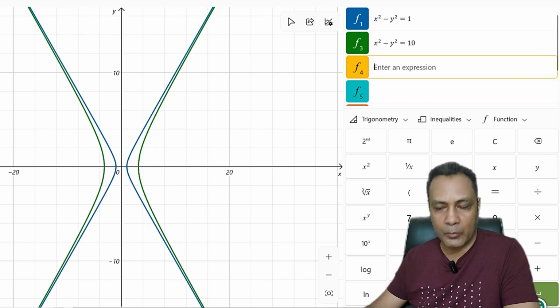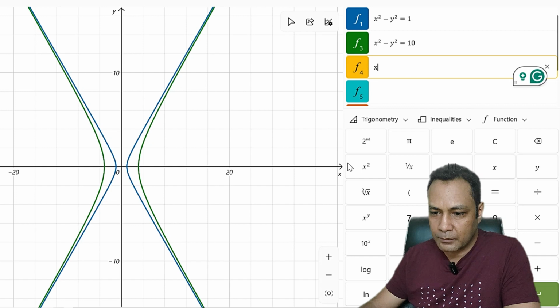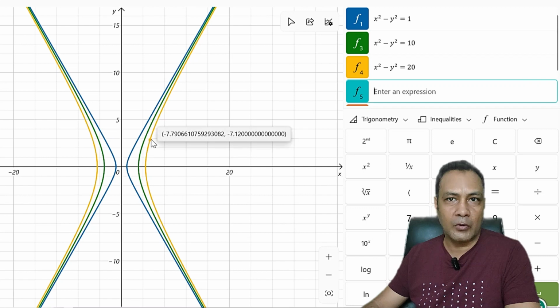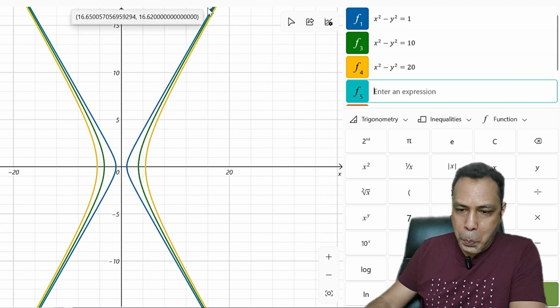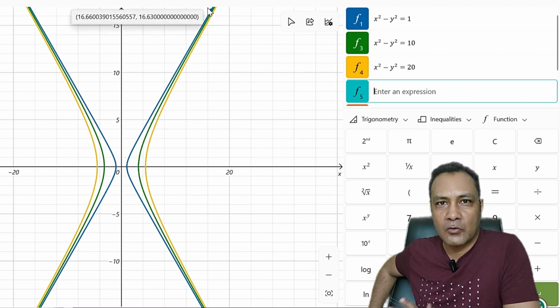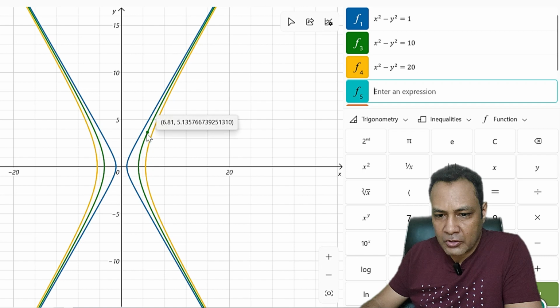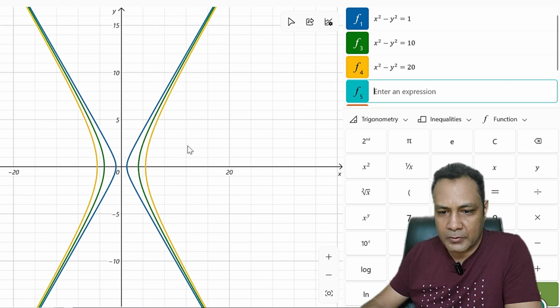I can choose one more hyperbola, x square minus y square is equal to say now I can take 20. So that is this hyperbola. So you can see that x square minus y square is equal to 0 was a hyperbola of 0 potential, and as I am increasing x square minus y square, the potential is increasing and it is shifting towards this.